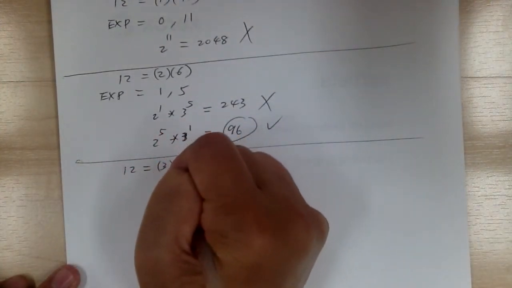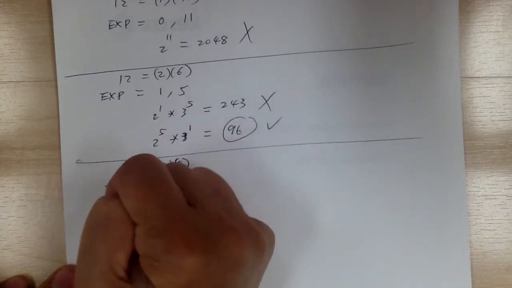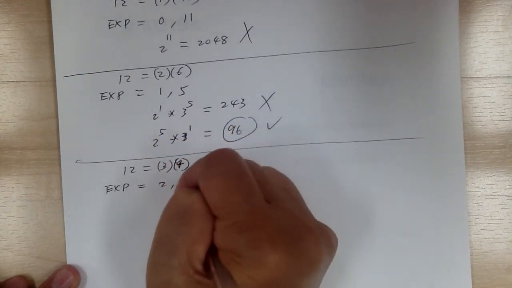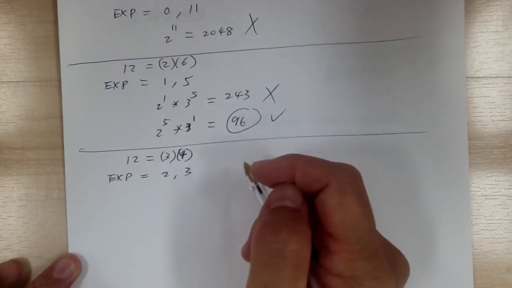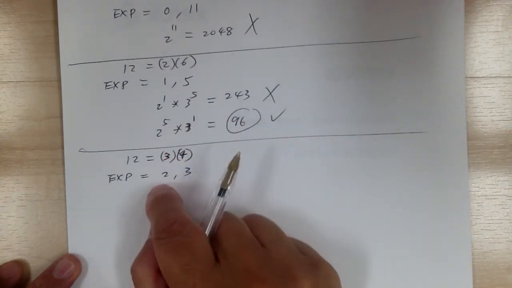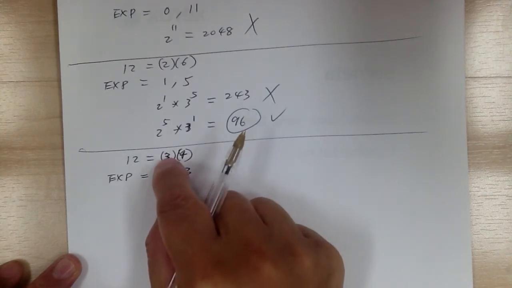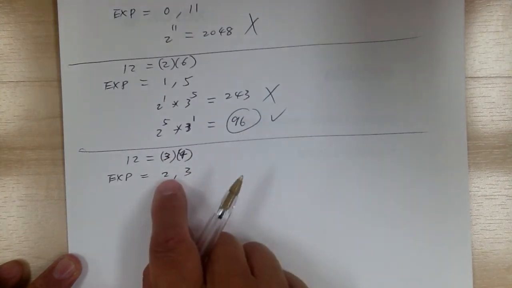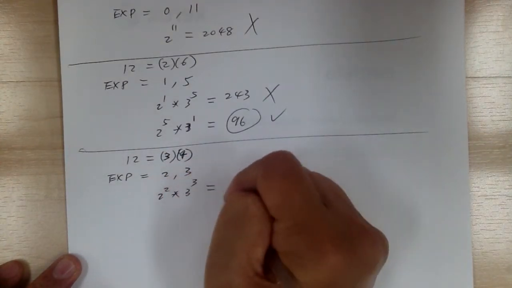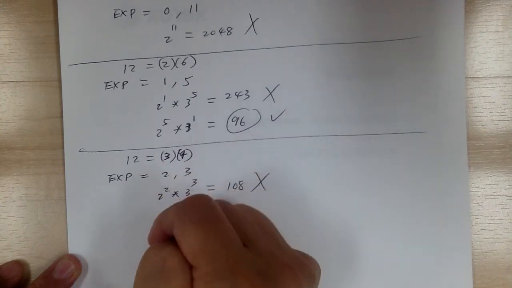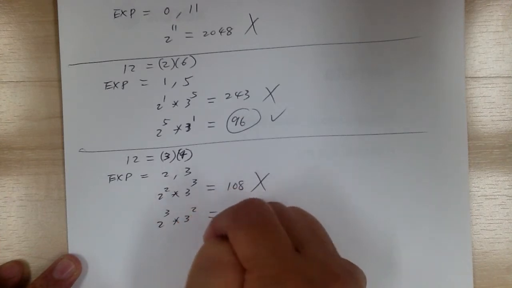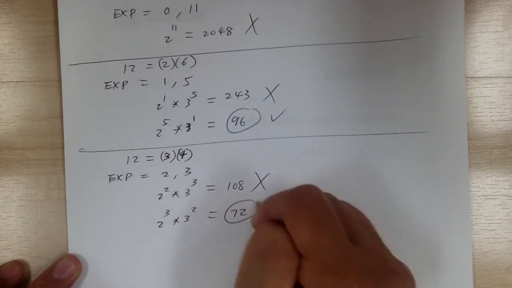So try 3 and 4. The exponents that you need to achieve those choices would be 2 and 3. Again, the choices are always one more than the exponent, because you can choose none of them, one of them, or 2 of them. That's why it's 3 choices. So you can try 2 to the 2 times 3 to the 3. This is 108, so this is no good. Now you switch the exponents. So you get 2 to the 3 times 3 to the 2, and this will give you 72. So this one is good.